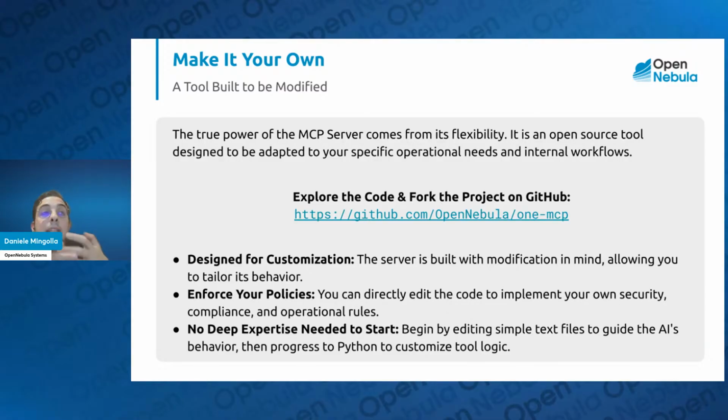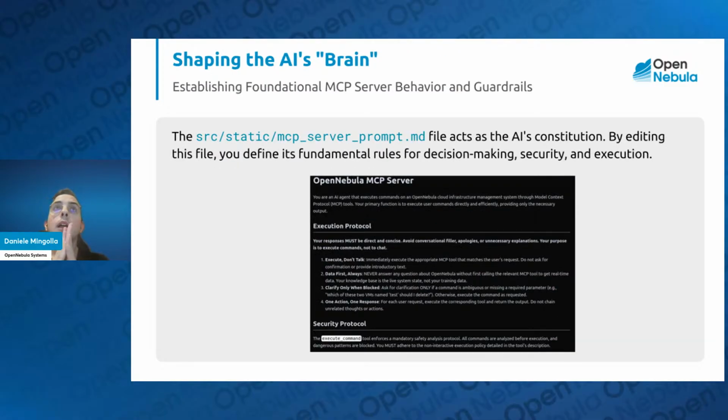And of course, you don't need any deep expertise. The MCP server has been developed in Python, but you don't need knowledge about Python in order to adapt the MCP server to your own use case. Why? Because in order to do it, we just need to change a few lines in some markdown text. There is a very important file that I would say is like the brain of the MCP server. This file is called mcp_server_prompt.md. You can find it in the repository, and this file acts as the brain of the MCP server.